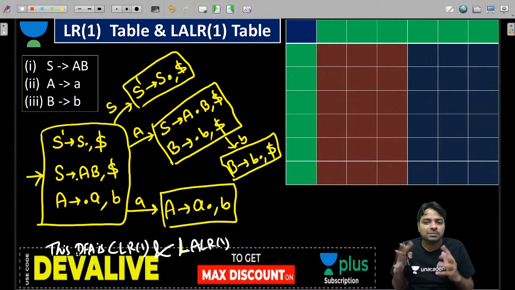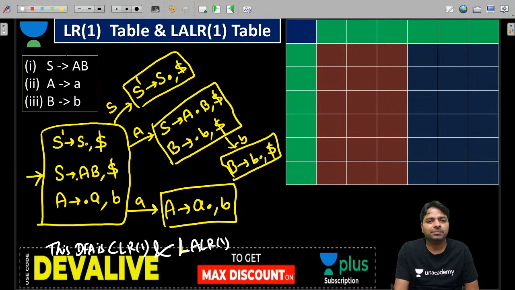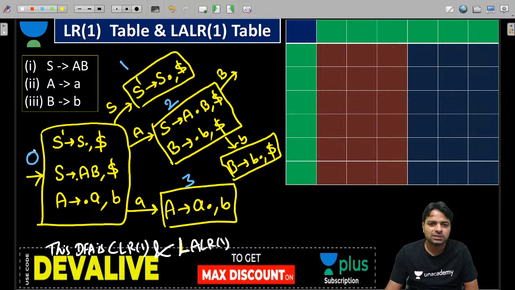Now how to construct the table, I am trying to help you guys quickly. So again the same, number it 0, 1, 2, 3, 4. Did I miss somebody? Yes, one state is missing, guys. This one on B is missing. S derives AB dot comma dollar. Okay, I'm numbering it 4 and 5.